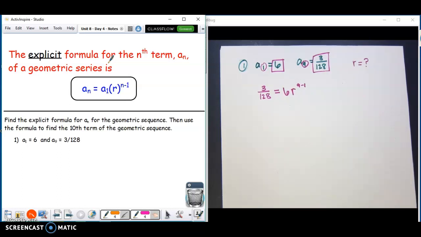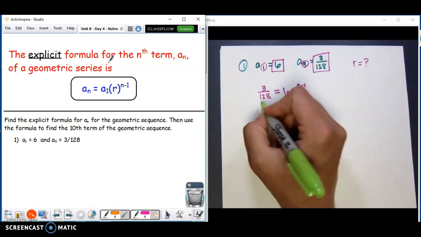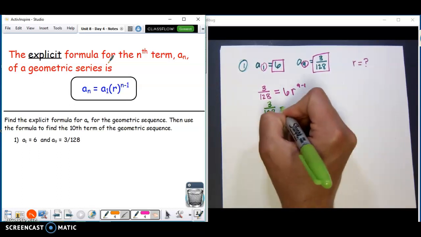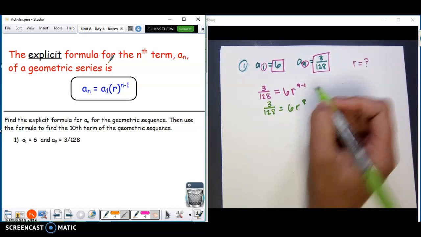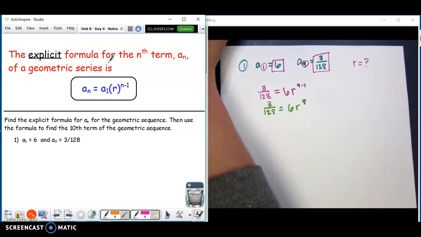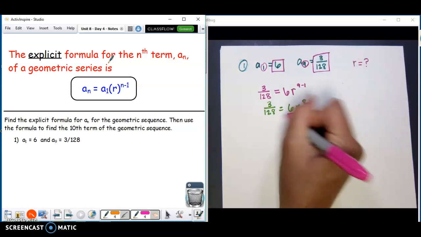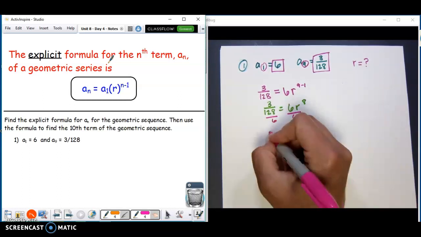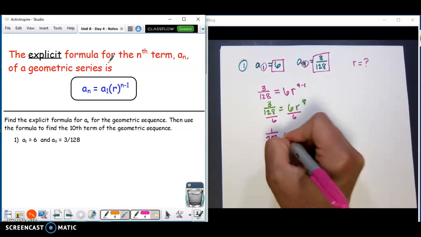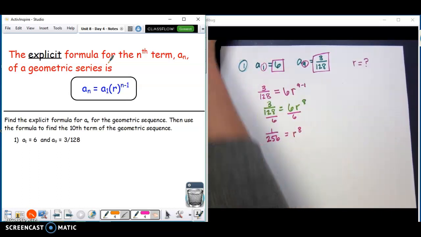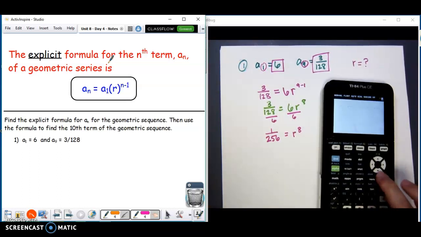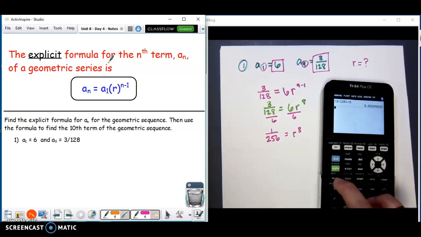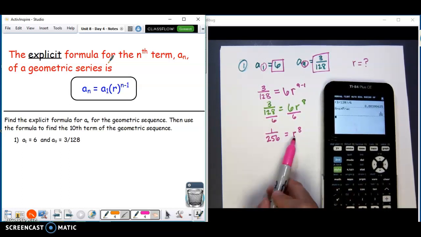If we want to solve this, this will be 3 over 128 equals 6r to the 8th power. You can definitely use your calculator. I'm going to divide both sides by 6. If you divide by 6, you'll get 1 over 256 equals r to the 8th. Let me bring up my calculator in case you have yours. I just did 3 over 128 divided by 6, changed it to a fraction, so 1 over 256. If this was r squared, you would take a square root, but we need to take the 8th root.